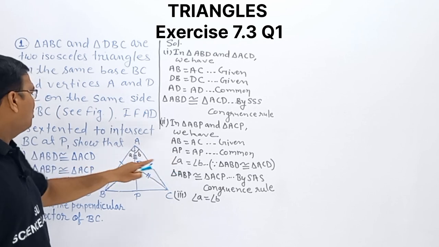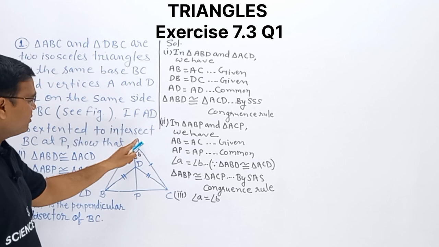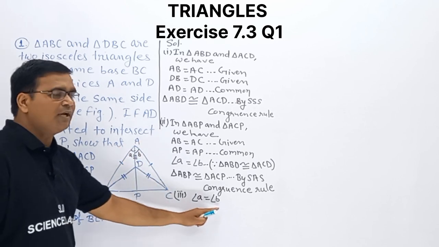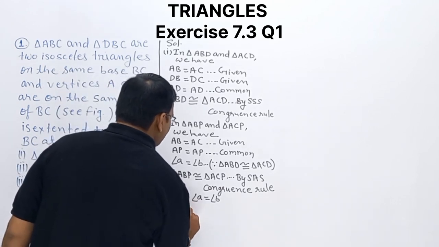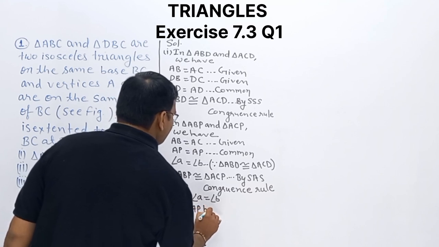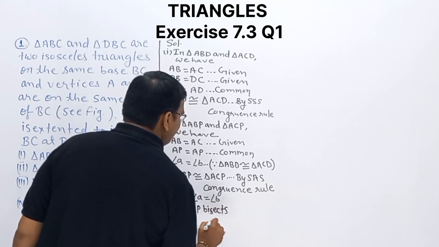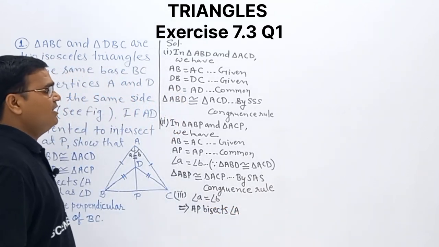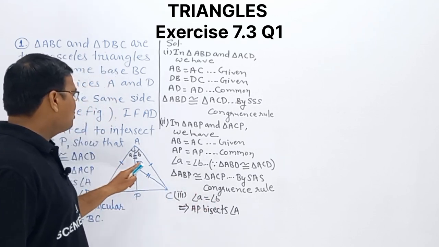We have triangle ABD congruent to triangle ACD. These two triangles are congruent. So angle A equal to angle B. So what can we say? AP bisects angle A, because angle A equals angle B. Why? Because this triangle is congruent to this one.